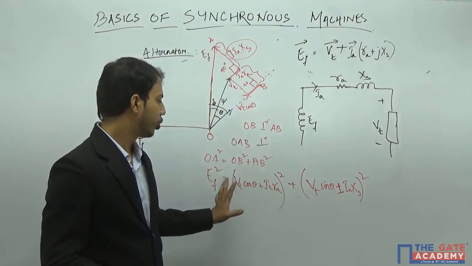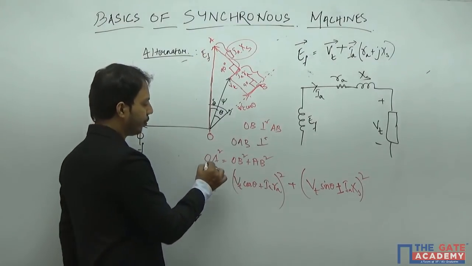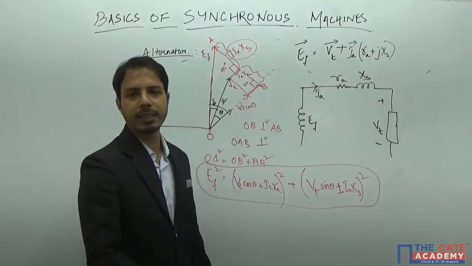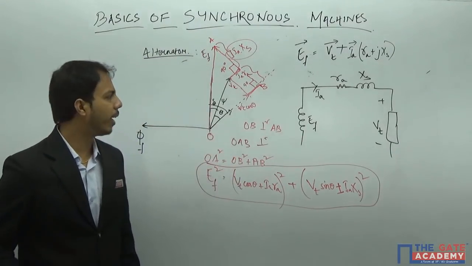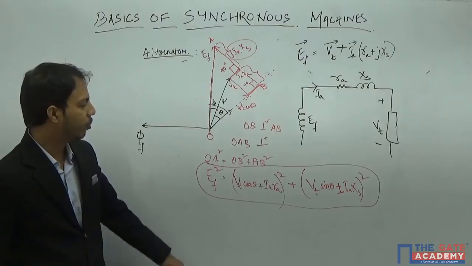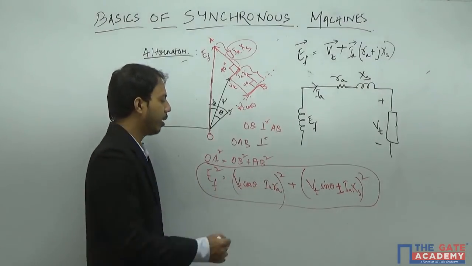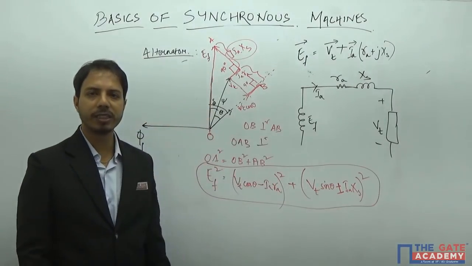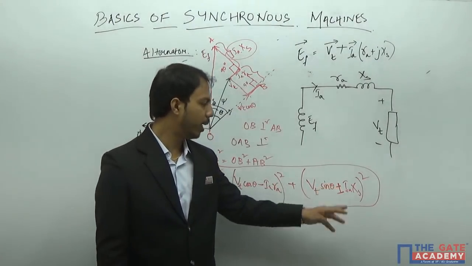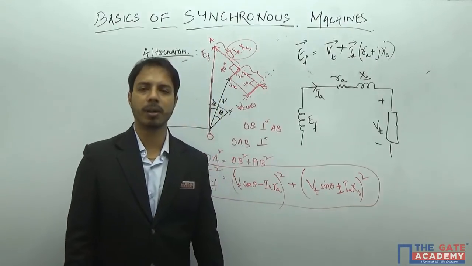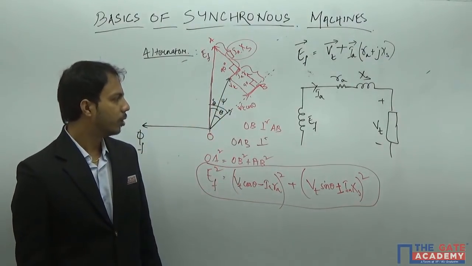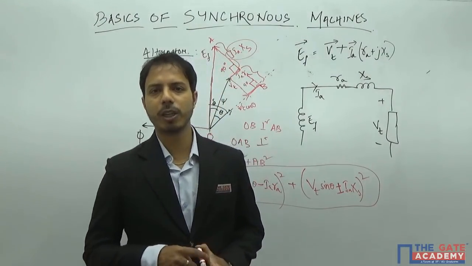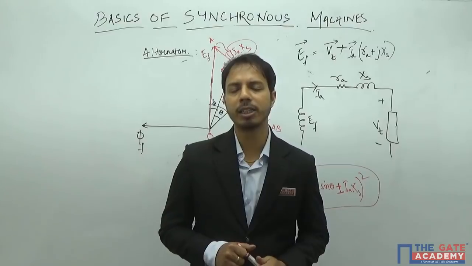Okay. So this formula is very, very useful, as far as GATE numericals are concerned. Similarly, we can find out for the motor also. In motor, this will become Vt cos theta minus IR. And the technique will be the same here. If it is demagnetizing, it will be plus. If it is magnetizing, it will be minus. So that's it. This is how we need to visualize the synchronous machines and go forward.